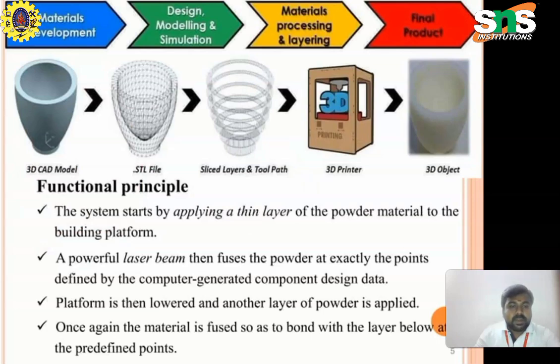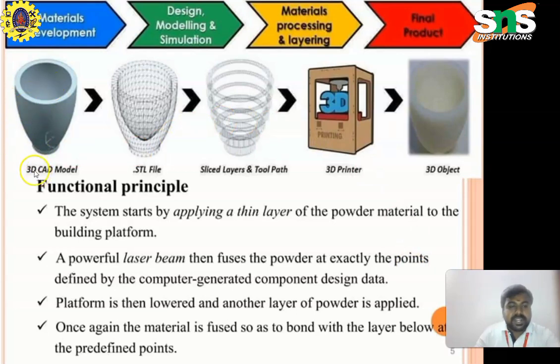So these are the functional principles of the additive manufacturing process. The system starts by applying a thin layer of powder material to the building platform. A powerful laser beam then fuses the powder at exactly the points defined by the computer generated component design data. The platform is then lowered and another layer of powder is applied. Once again the material is fused so as to bond with the layer below at the predefined points. So these are the steps involved in the common additive manufacturing process.